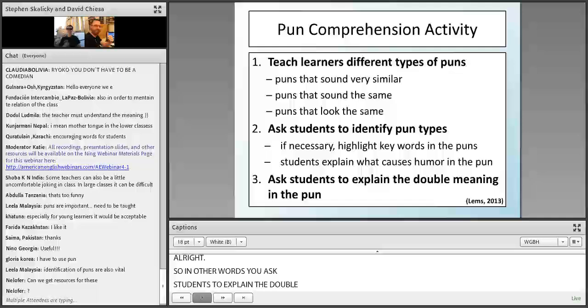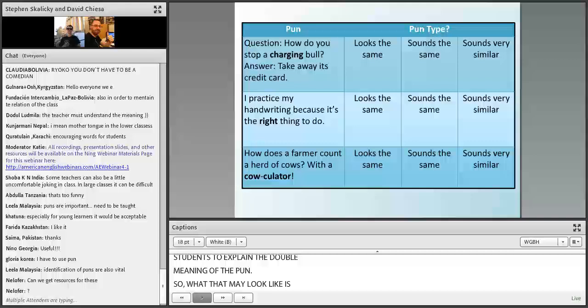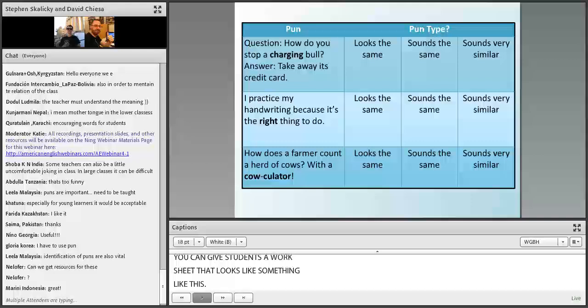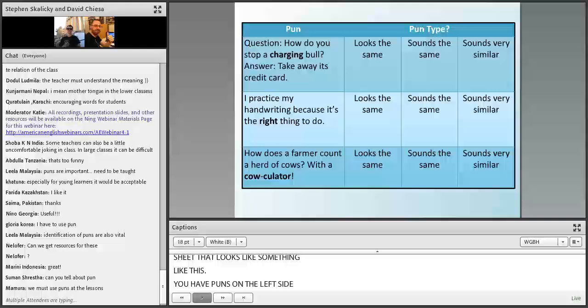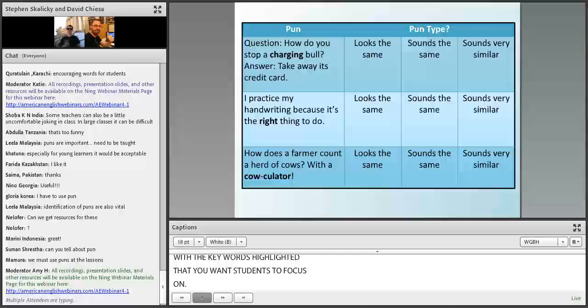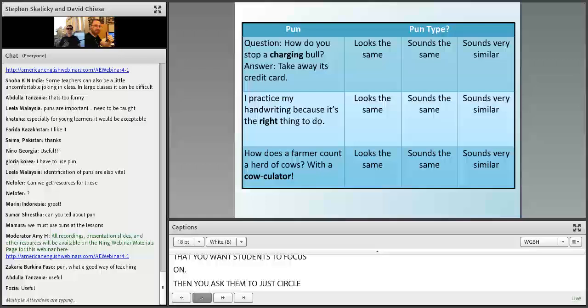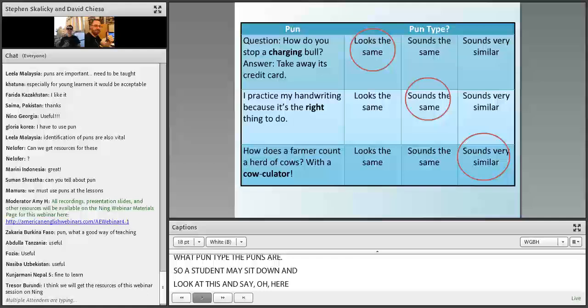So, what that might look like is you could give students a worksheet that looks something like this. You have puns on the left side with the key words highlighted that you want students to focus on. Then you ask them to just circle which pun type these puns are. So a student may sit down and look at this and say, oh, here's what I think these puns are. And they would be right.